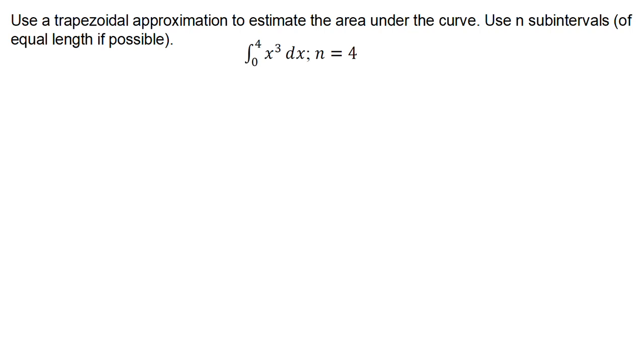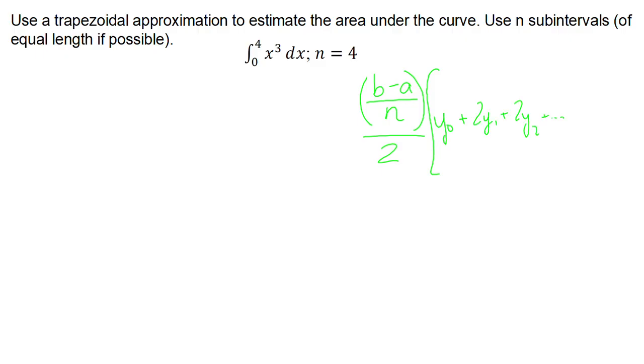And so we need to know that our trapezoidal approximation, when we have equal subintervals, is the formula (b minus a over n) divided by 2 times y naught plus 2y1 plus 2y2, and so on, down to 2y sub n minus 1 plus just y sub n. And so that's our trapezoidal approximation formula.